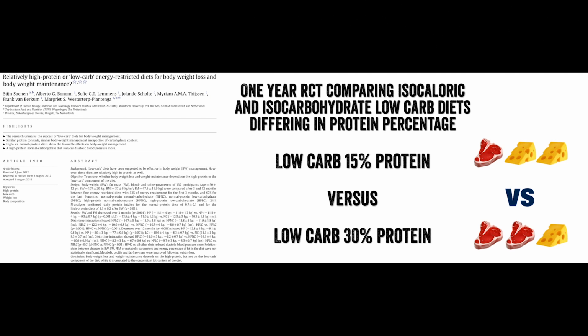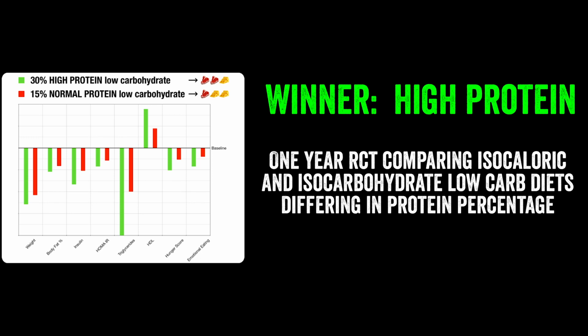We know that low-carb diets are effective for weight loss, but what about protein percentage in a low-carb setting? This 1-year study looked at 15 versus 30% low-carb diets with identical calories and identical low level of carbohydrate. And what they found is that the high-protein group was dramatically better than the low-protein group at everything you could measure: weight, body fat percentage, insulin, triglycerides, HDL or good cholesterol, hunger scores, emotional eating. High protein is always better.